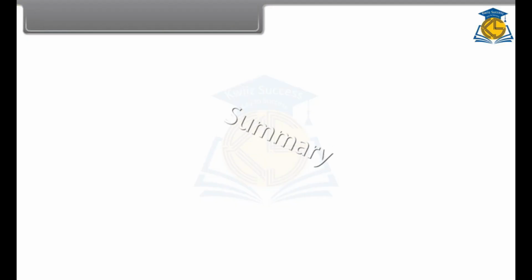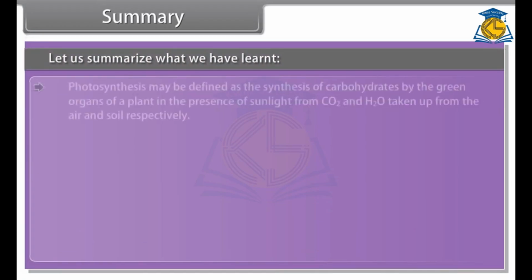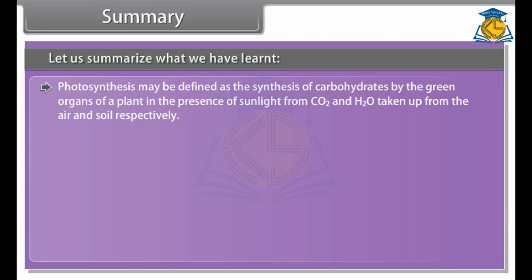Summary. Let us summarize what we have learned. Photosynthesis may be defined as the synthesis of carbohydrates by the green organs of a plant in the presence of sunlight from carbon dioxide and water taken up from the air and soil respectively.